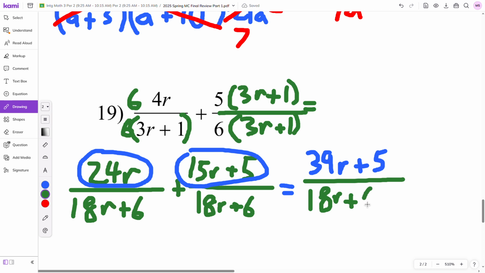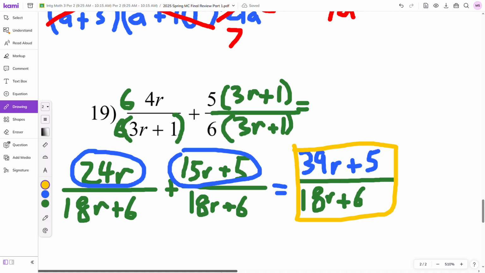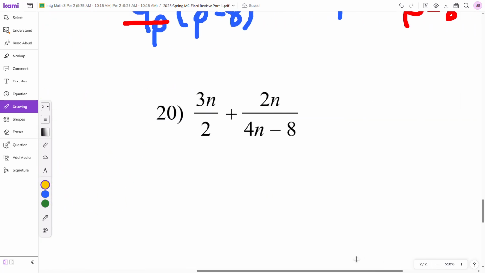Whoop, seems like my audio cut out. So I just added the numerators together, and we have it over the denominator, same as before. And that's it. We're done. We did it. Is there anything to factor out? No, there's not. There's no common factors. We have finished adding the two fractions, and we are happy. Very, very happy. Number 20.